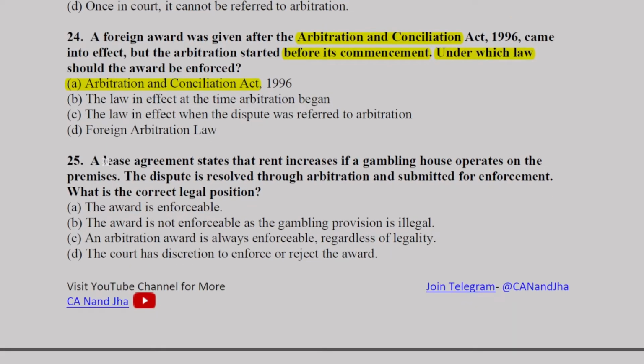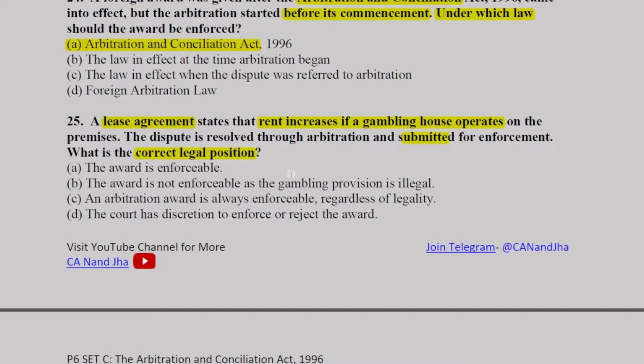A lease agreement states that rent increases if a gambling house operates on the premises. The dispute is resolved through arbitration and submitted for enforcement. What is the correct legal position? The award is enforceable. No, the award is not enforceable as the gambling provision is illegal. Arbitration award is always enforceable regardless of legality. No, the court has discretion to enforce or reject the award. So the answer is B.